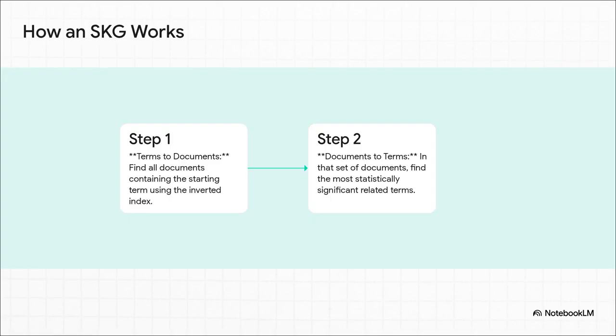So how does this actually play out? Well, it's this beautiful, simple two-step dance that happens on the fly. First, you start with a term, let's go back to Advil, and you find every single document that mentions it. Then, for step 2, you look only at that group of documents and ask a simple question. What other words show up here way more often than they do everywhere else? And just like that, without building anything beforehand, you've dynamically discovered all the related concepts.